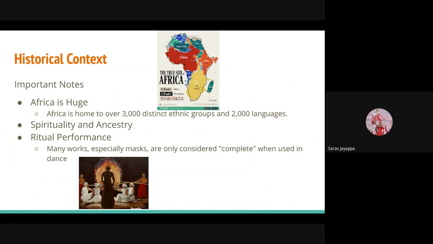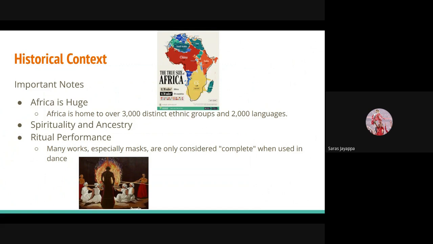That helps in understanding artworks, as each art style changes with location. Along with that, spirituality and ancestry, as mentioned before, were key in African art, as were ritual performances. Some artworks, especially masks, were considered complete only when used in dance. Before that, their true meaning would need to be activated once a ritual dance is completed.